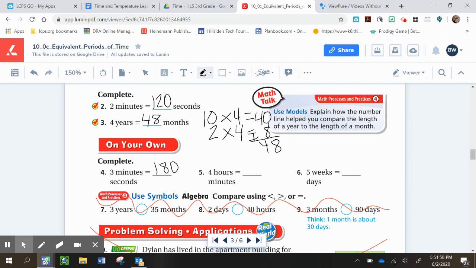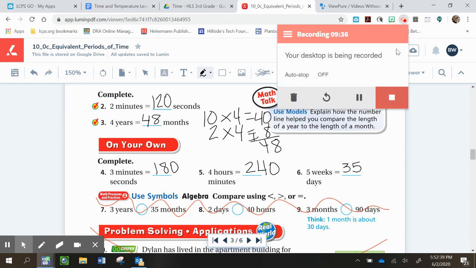4 hours to minutes, we actually did this above and we found out if we multiply 4 hours times 60 minutes, 4 times 6 is 24, and we add our 0. So 4 hours is 240 minutes. And 5 weeks is how many days? Well, we know there's 7 days in a week, so 5 times 7 is 35. 5 weeks equals 35 days. Now you can move on to your last lesson on time called elapsed time, which is something we talked about in this lesson.